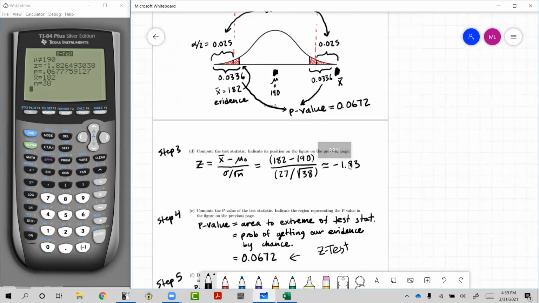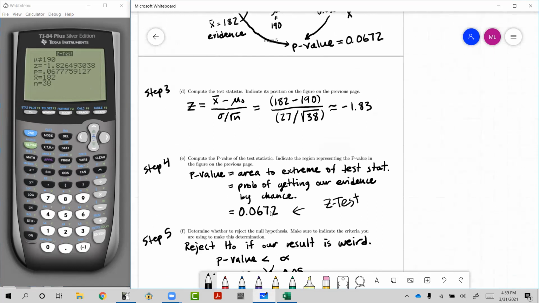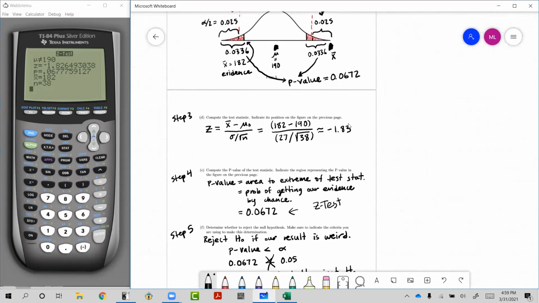Here's our test statistic, negative 1.83. It spits out that number for us. And then it also gives us the p-value, 0.067779, and so on. So ours is slightly off from that, right? Using the table, it differs in the third or fourth decimal place in this case. And that's because we had to round this number.